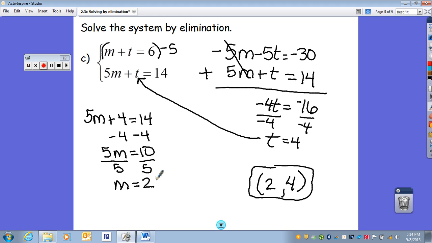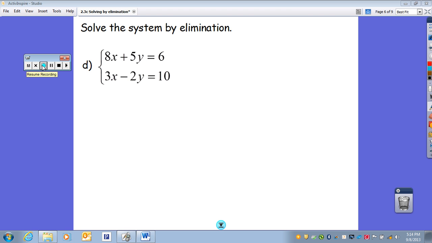I can take the 2 and the 4 and plug it into the top equation to check. 2 plus 4 equals 6. The point is correct. In my next example, I do have my variables lined up. I have my 8x and 3x, my 5y and negative 2y, my equals, my 6 and my 10. I need to get one of my variables to be the exact opposite.